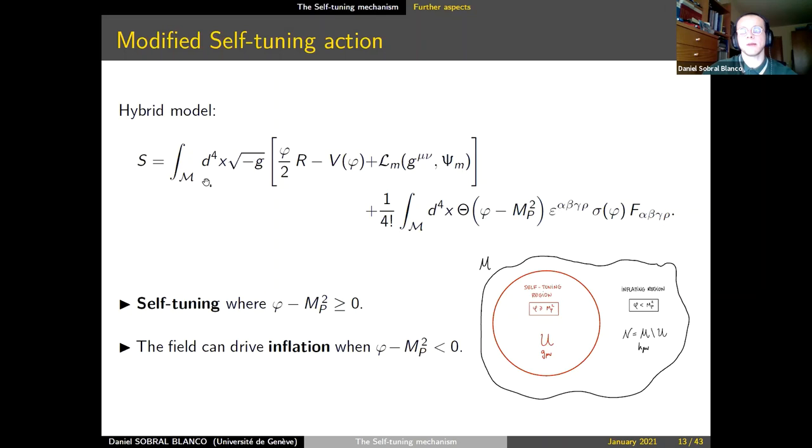which can be considered as a standard inflationary model, where the inflation is now driven by this scalar field here. Schematically, we can see what happens in a situation like this: we can split up this integral between two regions, one where the self-tuning is operating, which we call U, and the other, the complementary region, where the field is still driving inflation.